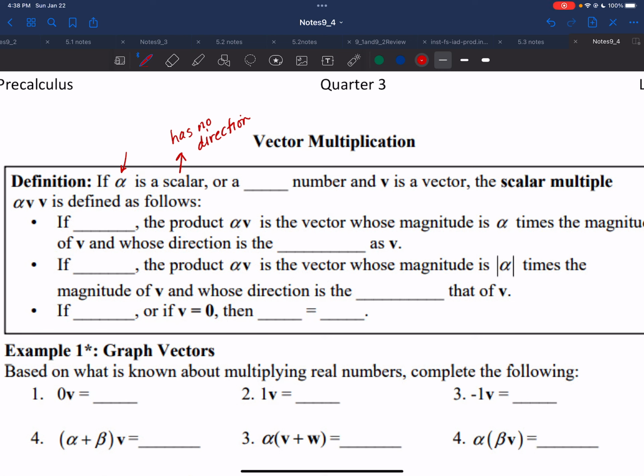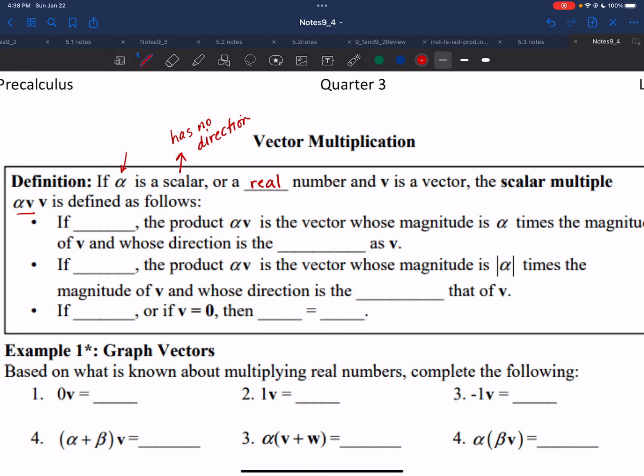Mass is a scalar quantity. There's lots of things that are out there. Energy is a scalar quantity. You either have it or you don't. So if alpha is a scalar or a real number, okay, so we're talking about a real number, and v is a vector, the scalar multiple alpha v is defined as follows.